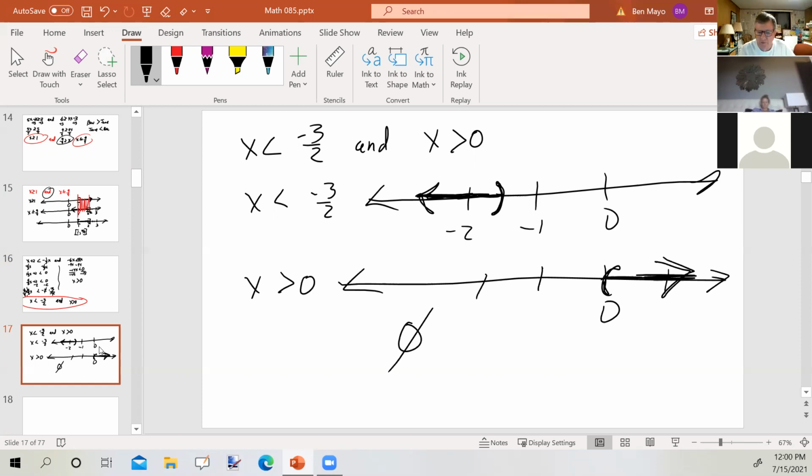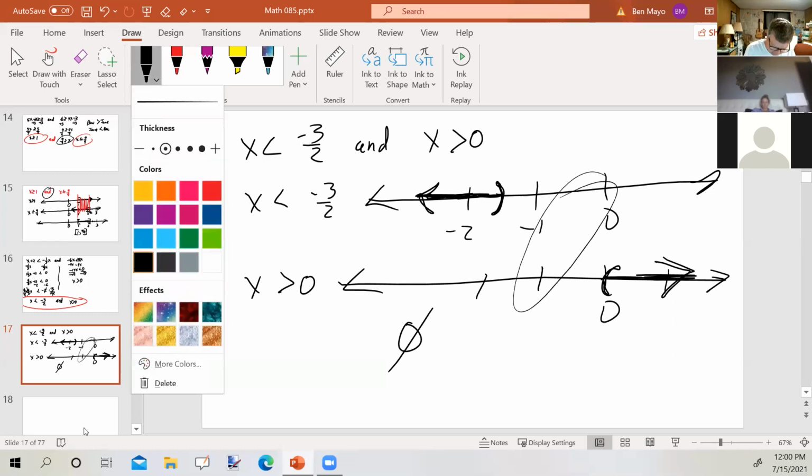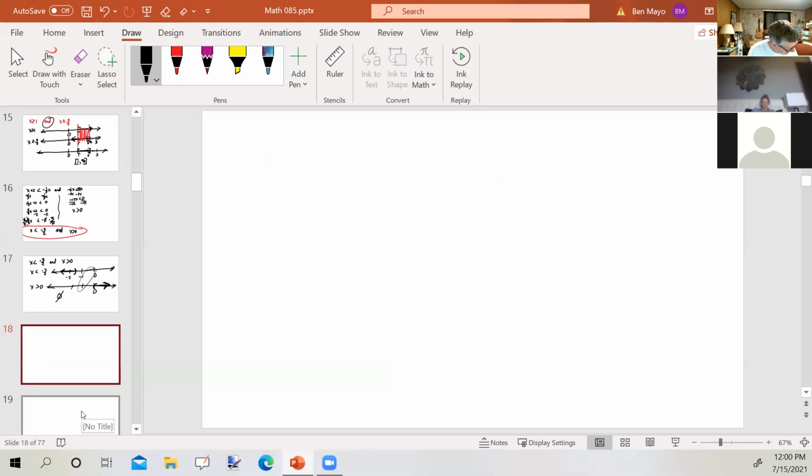So those were examples of intersections. It was an inequality and another inequality. That word "and" translates into intersection, where the two overlap. If they don't overlap, there's no solution. Now we're going to look at something called a double inequality.